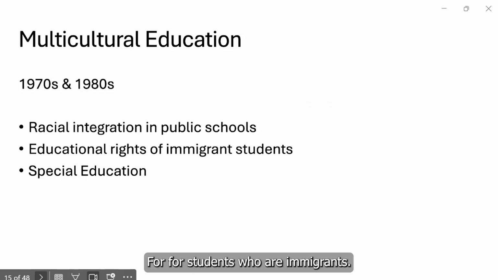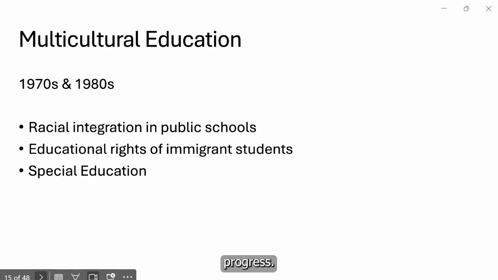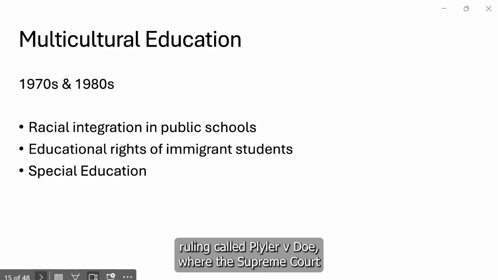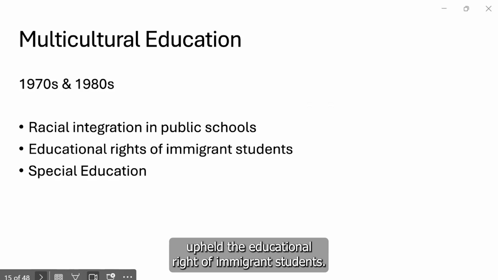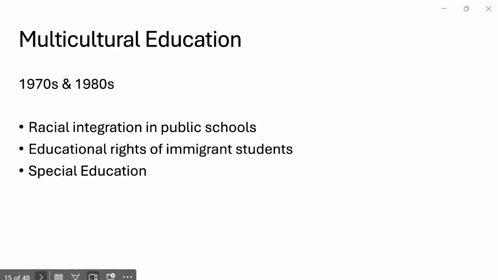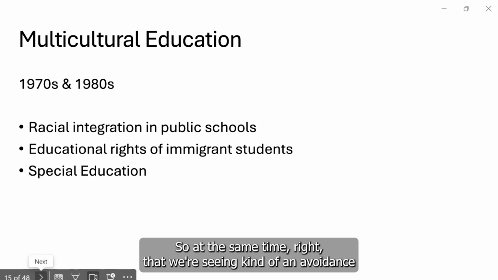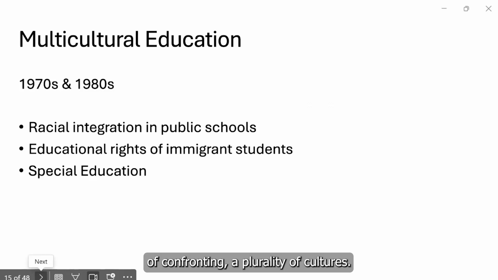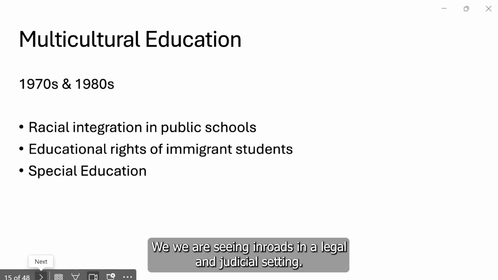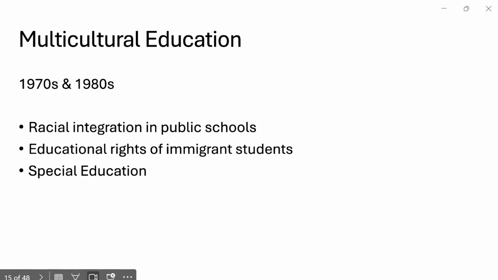For students who are immigrants, however, we do see some progress again. There was a 1982 ruling called Plyler v. Doe, where the Supreme Court upheld the educational right of immigrant students. So at the same time that we're seeing an avoidance of confronting a plurality of cultures, we are seeing inroads in a legal and judicial setting.